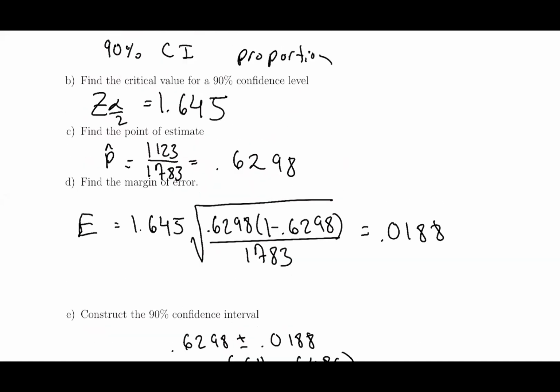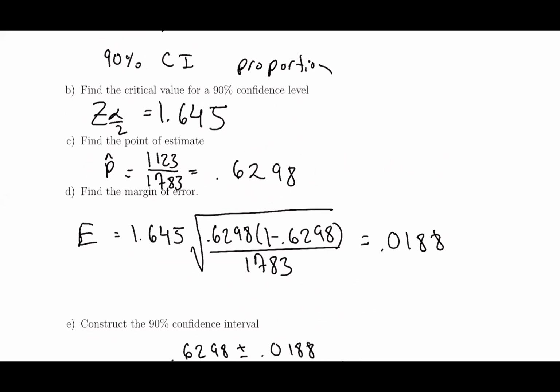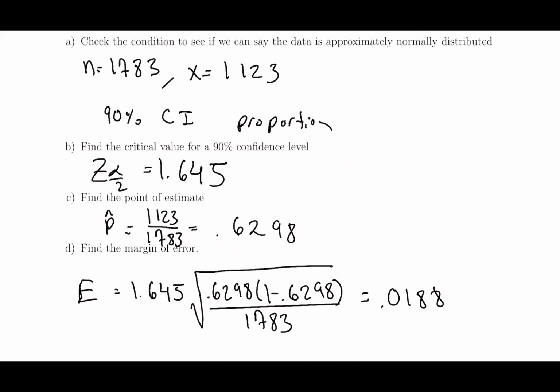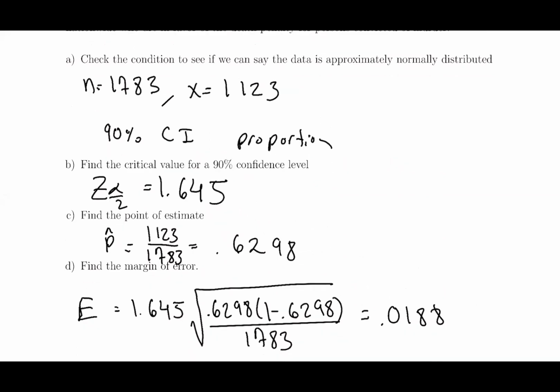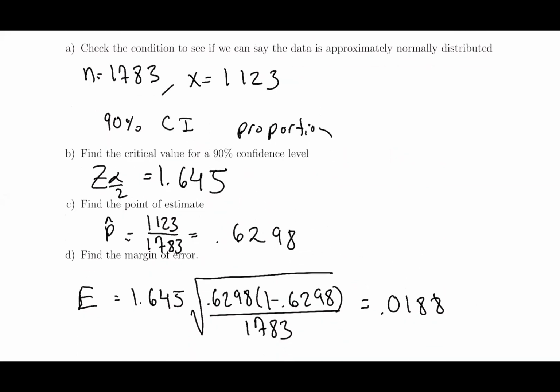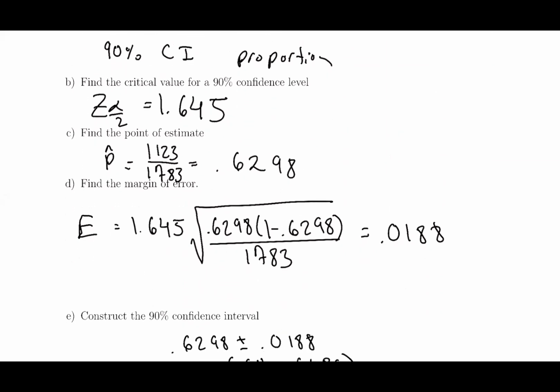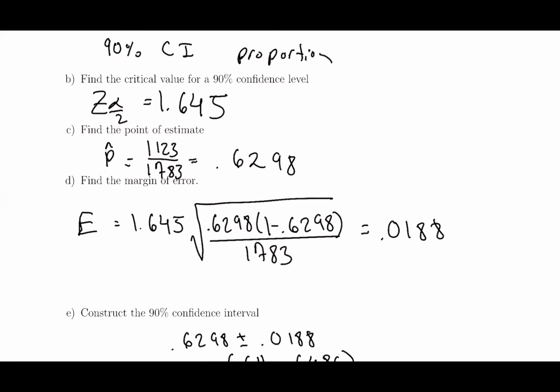All right, let me give you some pointers. For the final, if I give you something that looks like this, where I break it down by step, you want to do this by hand, because the calculator doesn't really give you the margin of error or the critical value. So if I ask you to find the critical value, find the point of estimate, find the margin of error, this is something you want to do by hand.